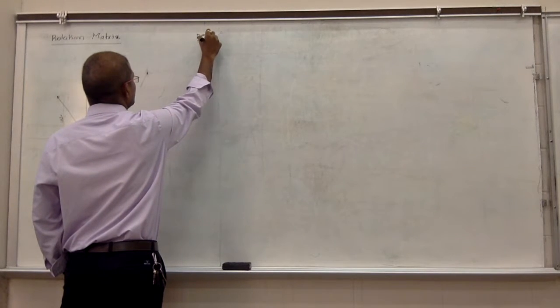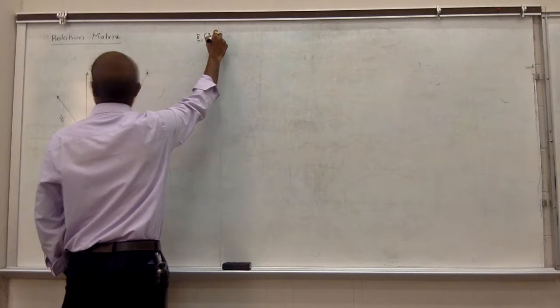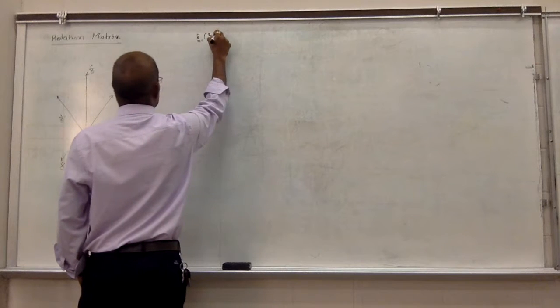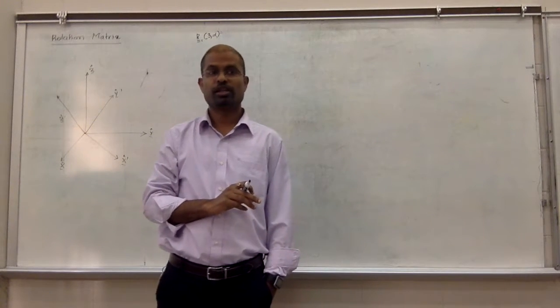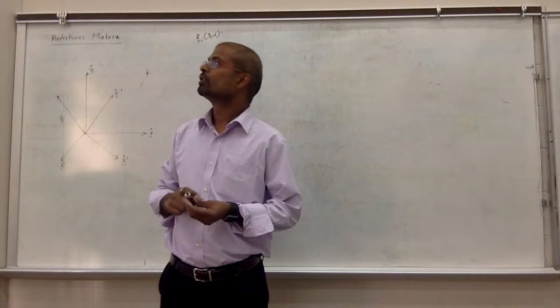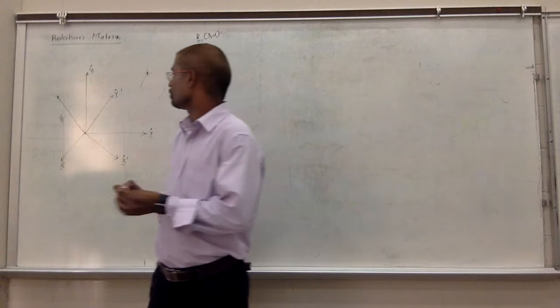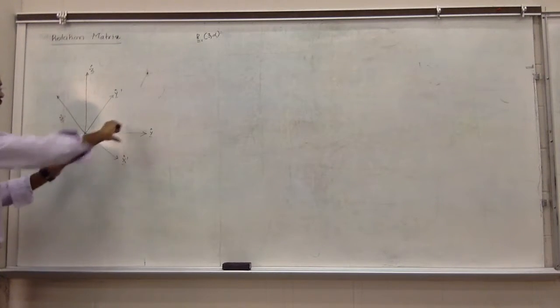R1 is 3 and alpha? Yes, you're right. The first rotation is about the z-axis. Does everybody see that? Okay. So what happens when you rotate about the z-axis? Only x and y change.